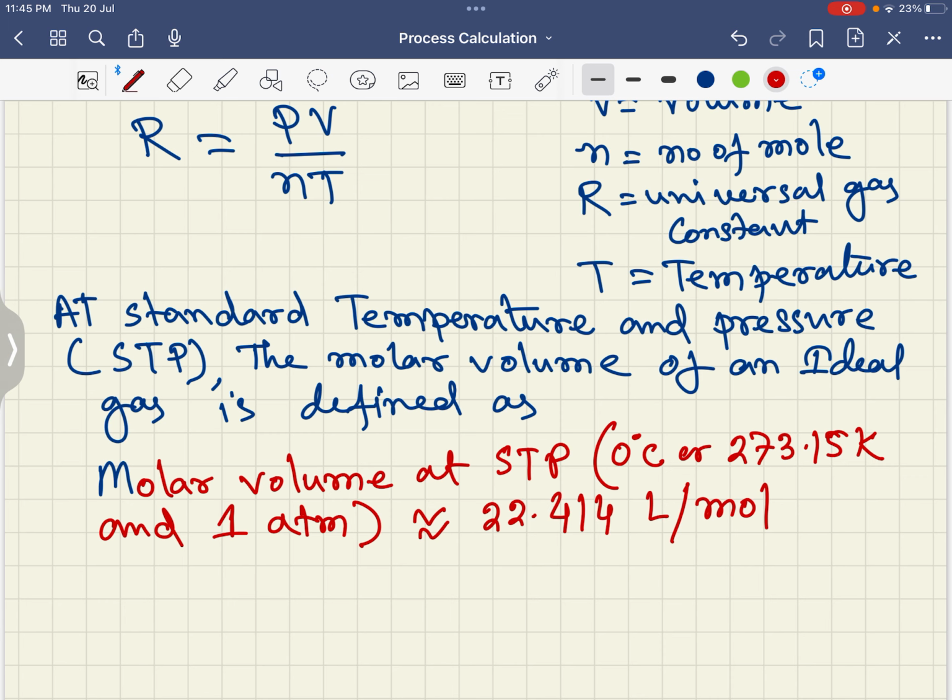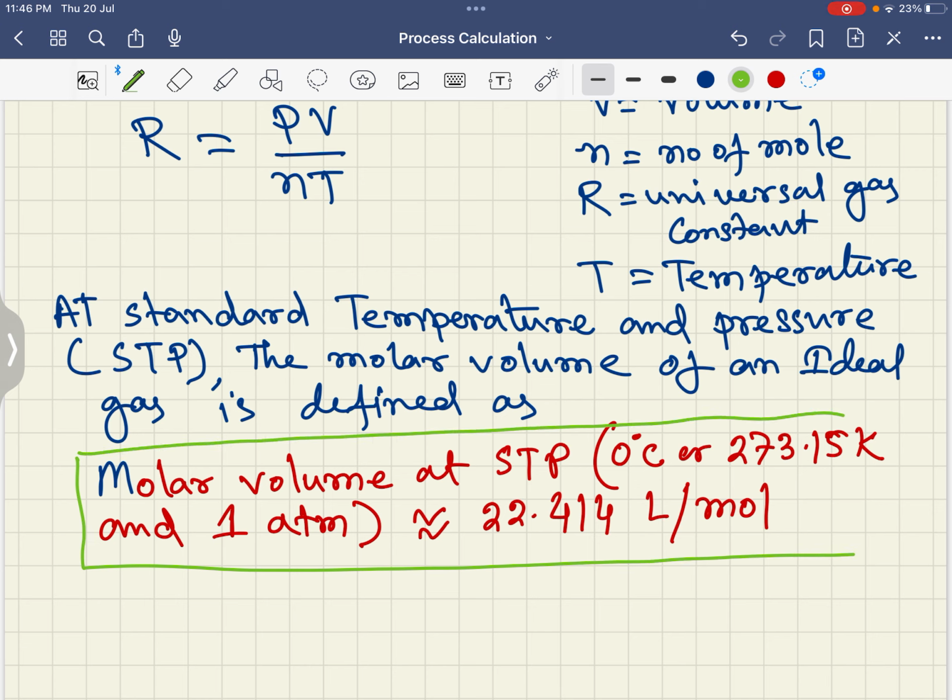What will be the volume? So molar volume at STP 0 degree centigrade or 273.15 Kelvin and 1 atmospheric pressure, that will be approximate 22.414. So we have to remember this. If we remember, we can do anything. We can calculate R in different unit.